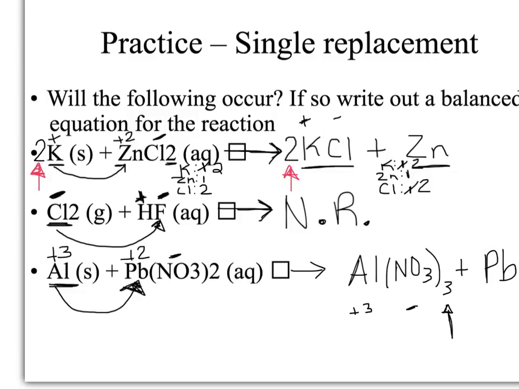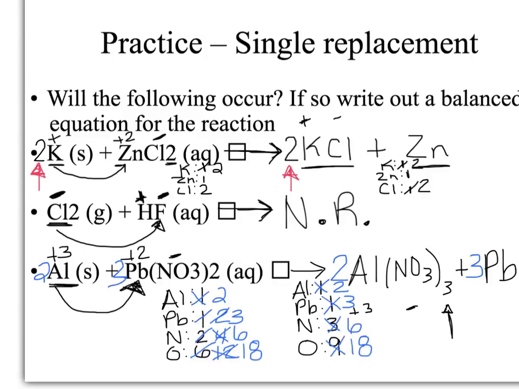Go ahead and try to balance the third equation. Again, I usually write out each of my elements and start with how many of each do I have on each side, writing them in the same order, and then working my way to getting balanced. So this is the properly balanced reaction.